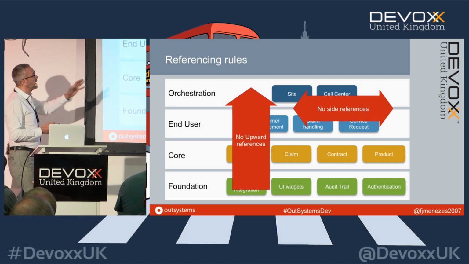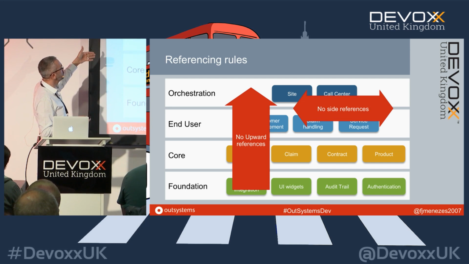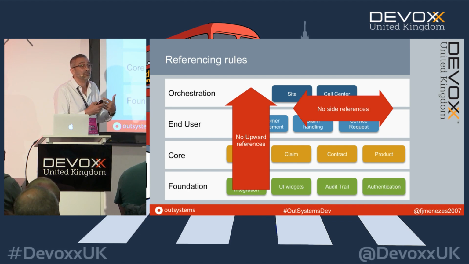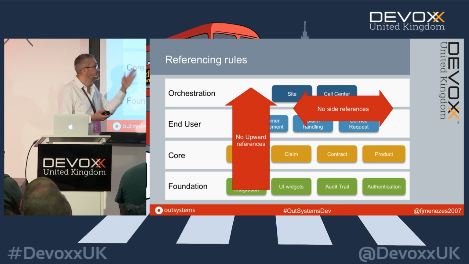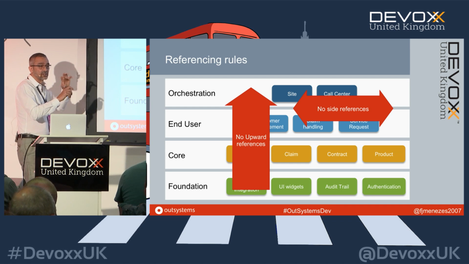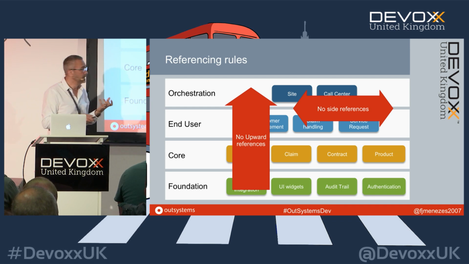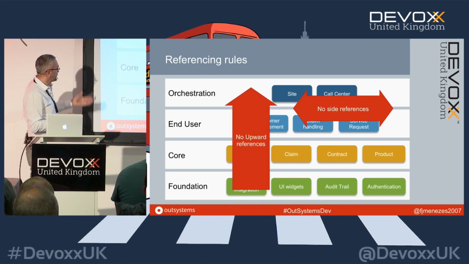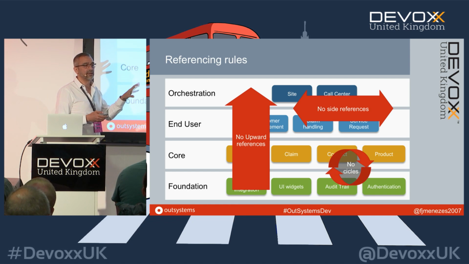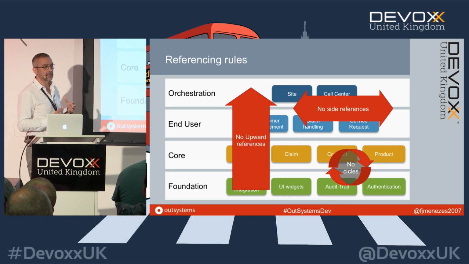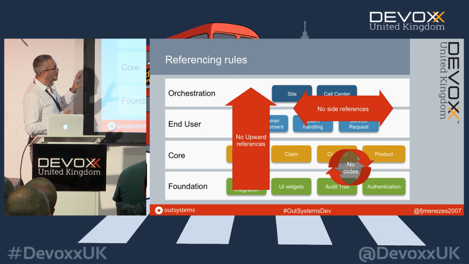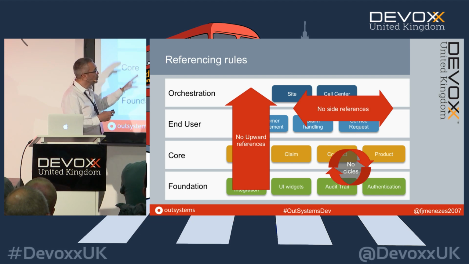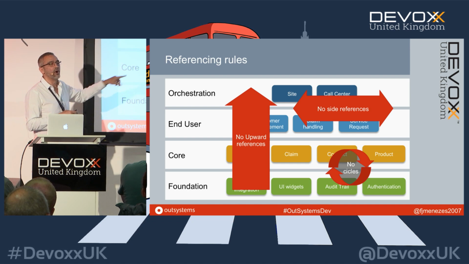And you should not have side references among end users or orchestrations because they are not supposed to provide services. And this is already a sign that something is not correctly isolated or abstracted. And finally, since you can have side references at the core or foundation level, you just need to pay attention to your cycles, okay? Well, at OutSystems, we developed a framework to monitor this.